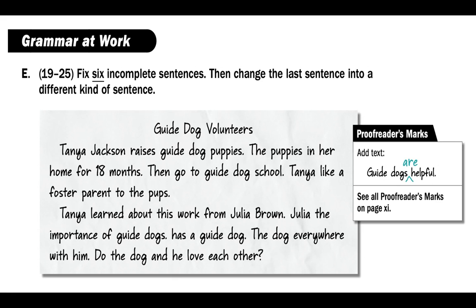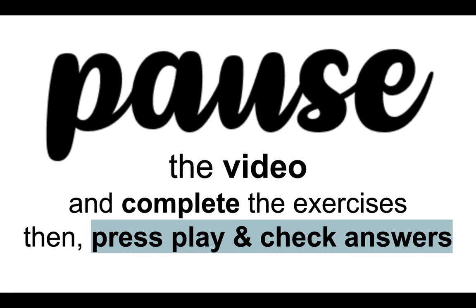I hope you can hear that some of those sentences are missing predicates and others might be missing subjects. We're going to fix these 6 incomplete sentences by adding in what they need. Take a look at the proofreader's marks to show you how you can appropriately add in a word where it belongs. Go ahead and write right on the work in your packet. Pause this video, find the errors, correct them, and then press play to check your answers.